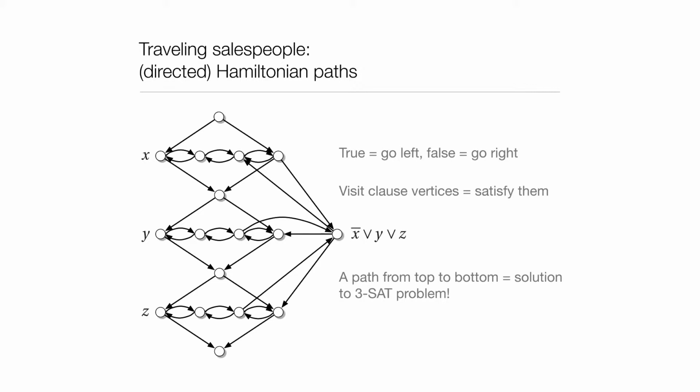But I claim that at this point, I've given you a lot of evidence that telling whether a graph has a Hamiltonian path might be very hard, because if you can do it in polynomial time, all of these problems can be solved in polynomial time.